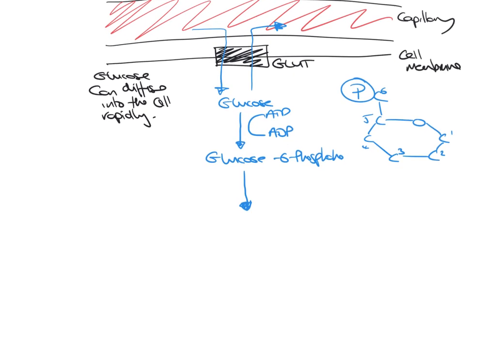And the next step is conversion to what in A level you need to know as hexose 6-phosphate. And what's really happening is a bit of a rearrangement. So the glucose is being converted into a fructose.